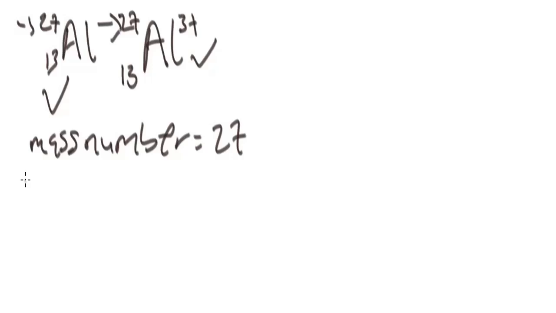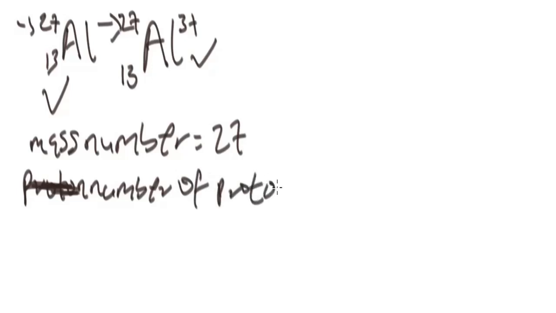And we also have to find the proton number. Now, number of protons. Thus, atomic number is the proton number. So the number of proton in this first atom, this neutral atom, is 13, and the number of proton in this non-neutral atom, this charged atom, is also 13.